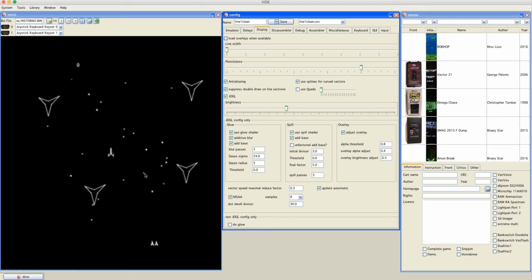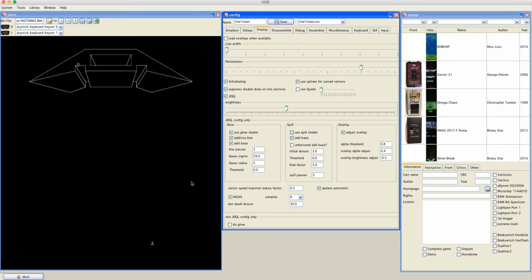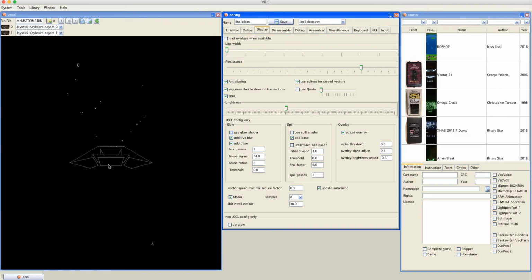The glow shader or the Gaussian shader also has different parameters. To demonstrate, I switch off the spill shader and only use the glow shader. If both are switched off, this is the original, and I switch on the glow shader, and here you have different configuration items. The passes is classic. You can look that up in the wiki what passes do.